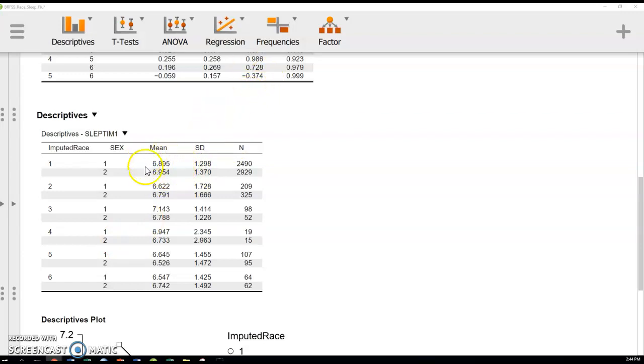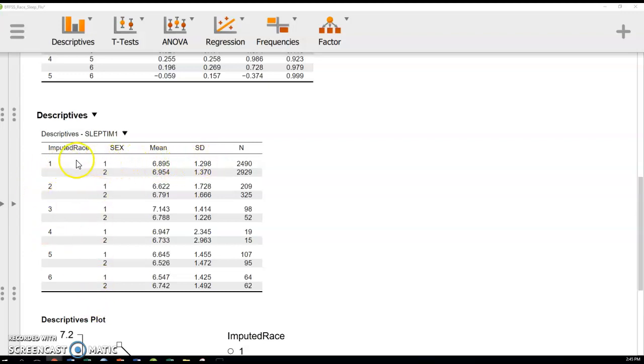So if I'm looking for the lowest mean, these are giving me the average amount of sleep per night. These are the specific categories. So I have 6 race categories: white, black, Asian, American Indian, Alaskan Native, Hispanic, and other. And then my sex, 1 is male and 2 is female. So you can see I have 12 groups here.